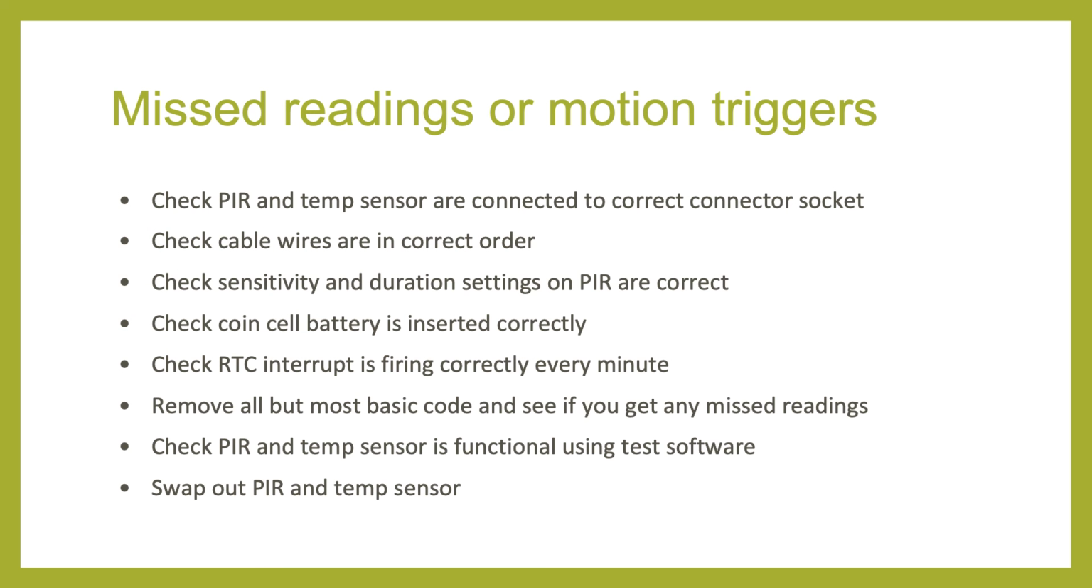If you're getting missed readings or missed motion triggers, again, check your cable wire order and the connector socket is correct. Check the sensitivity and duration dials on the PIR motion sensor, and also check the real-time clock is updating every minute and the coin cell battery is in securely. Also try paring down the code so it's just the basic functionality and testing, and check the PIR and temperature sensors are working independently. If all is looking good, again, swap out the sensors.